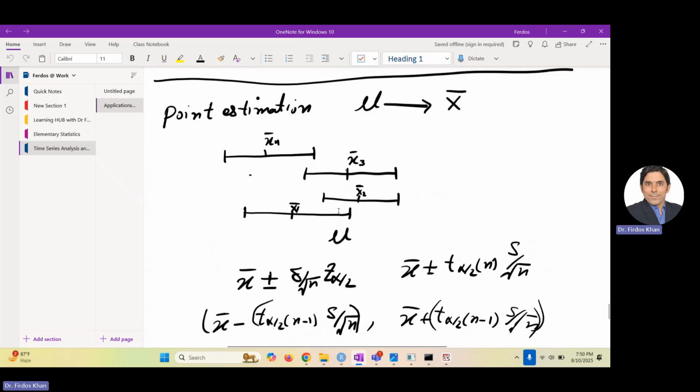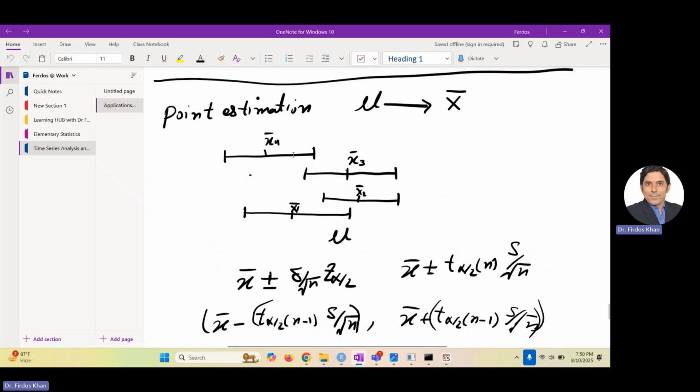Suppose the mean value is written here. You can have different samples, like sample 1, sample 2, sample 3, and sample 4, and you calculate the mean values. You will see that the first mean value, x1 bar, is not far away from the population mean, but is not exactly equal to it. Similarly, the sample mean of the second sample, x2 bar, is close to the population mean, but still away. X3 bar is almost exactly equal to the population mean. X4 bar is far away.